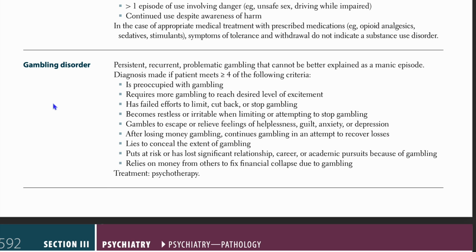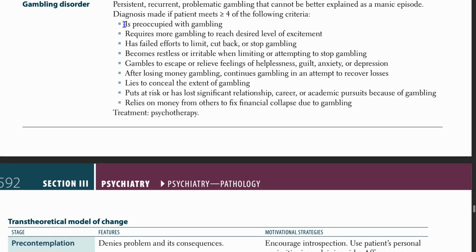Is preoccupied with gambling, requires more gambling to reach the desired level of excitement, has failed efforts to limit, cut back, or stop gambling, becomes restless or irritable when limiting or attempting to stop gambling, gambles to escape or relieve feelings of helplessness, guilt, anxiety, or depression, after losing money gambling continues gambling in an attempt to recover losses, lies to conceal the extent of gambling, puts at risk or has lost a significant relationship, career, or academic pursuits because of gambling, relies on money from others to fix financial collapse due to gambling. Treatment is psychotherapy. Okay. Don't need to memorize it. Just reading about it, you can tell that it's gambling disorder.